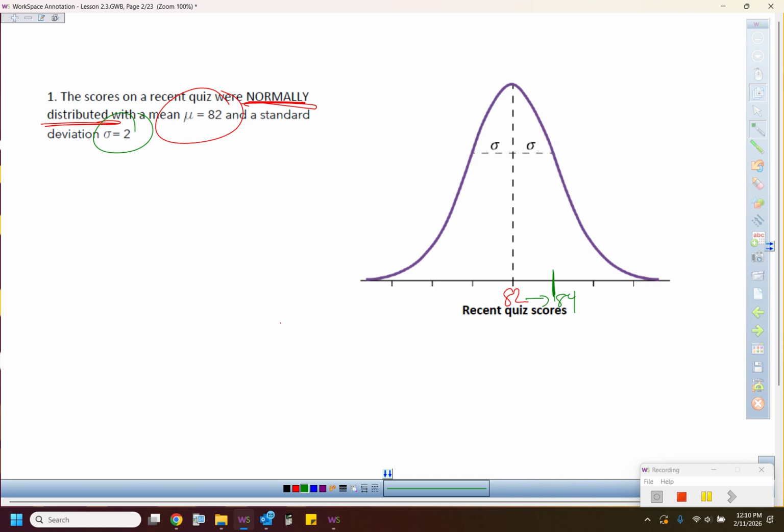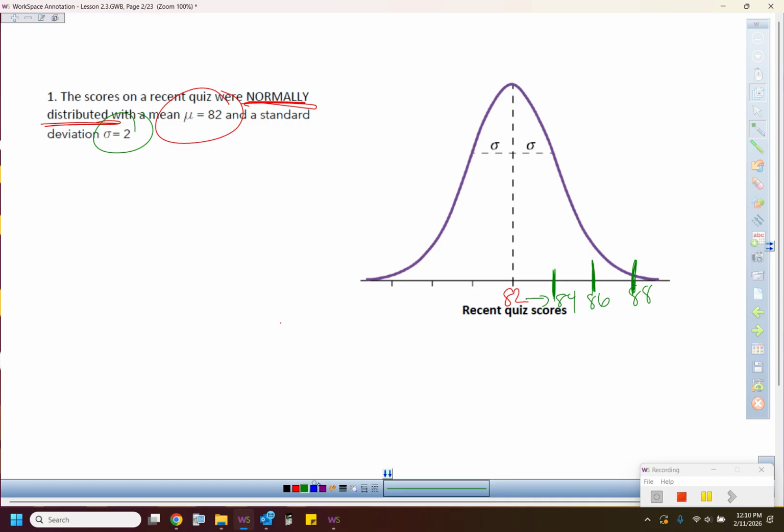So like if the test average was an 82 and you scored an 84, does that make sense that you are one standard deviation above average, right? One above average. Then right here, this would be 86 and this would be 88. You see how it just keeps going up by 2 every time. So 1 standard deviation above the mean, 2 standard deviations above the mean, and 3 standard deviations above the mean.